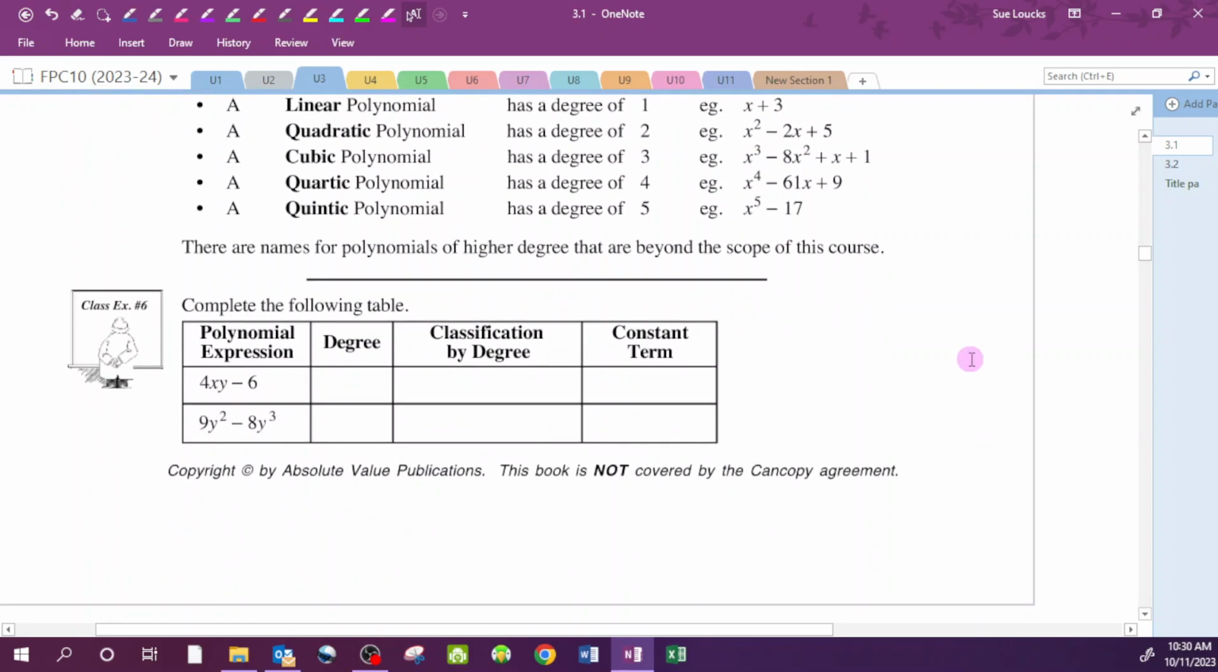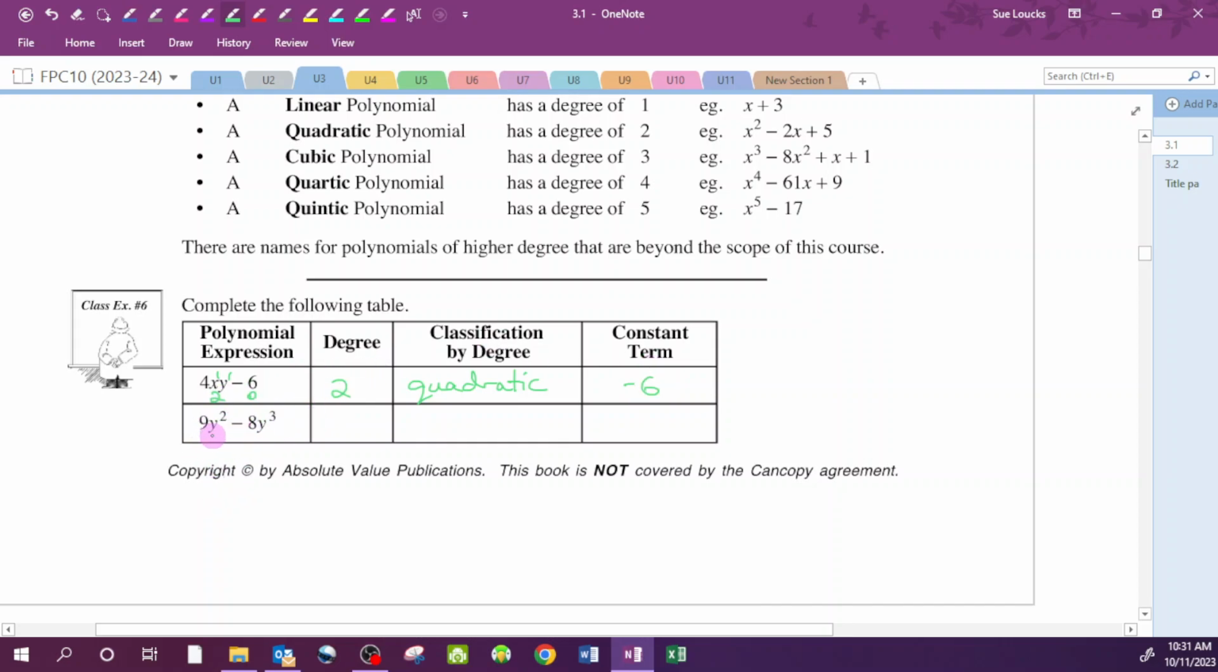Okay. Let's fill in this table. So we've got a polynomial expression here. There's a 1 there and a 1 there. So 4xy has a degree of 2. Negative 6 has a degree of 0. So this has a degree of 2. So this is a quadratic. And the constant term here is negative 6.